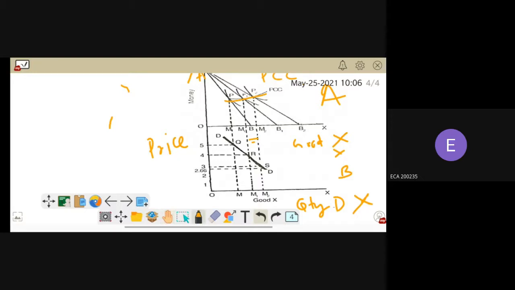And here what we are doing is that we are just extending this equilibrium quantity purchase line to the x-axis. Okay. So we are just extending. You can see the dotted lines. We are just extending those lines to the x-axis.